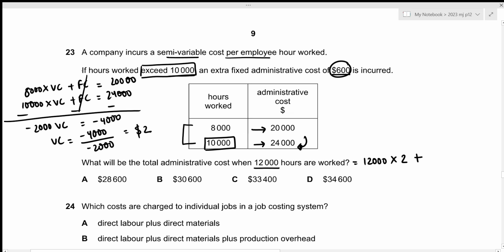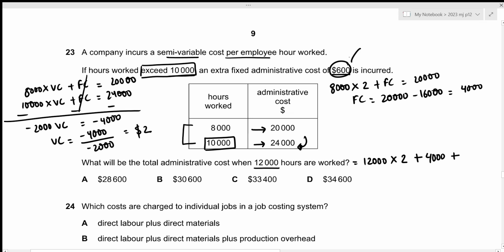We also need to figure out the fixed cost. So let's use the first equation. 8,000 times, we just figured out the variable cost to be 2, plus fixed cost will be equal to 20,000. So that's fixed cost equals to 20,000 minus 16,000, which results in 4,000. So our fixed cost is 4,000, and in this case we should also be adding another extra fixed administrative cost of 600 because the hours is 12,000, which exceeds 10,000.